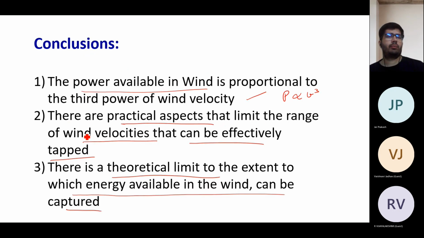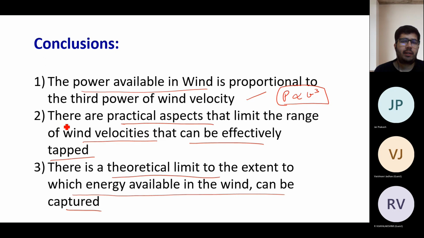So the conclusion from these slides is that the power available in the wind is proportional to the third power of wind velocity. So P is proportional to V cube. If the wind velocity increases, then power increases by the cube of that increment. So a small increment in wind velocity can result in a large increment in power. Wind velocity plays a very important role in this.